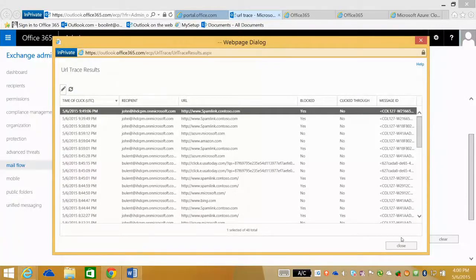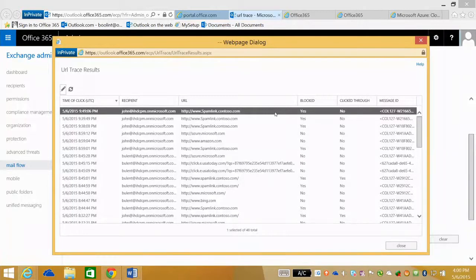And here we have John's experience already with Safe Links. And the time of the click is logged. The recipient is there. Which URL was he trying to go to? Did we block it or was it allowed? And if click-through was enabled, did he actually proceed and go to the malicious website that we marked?